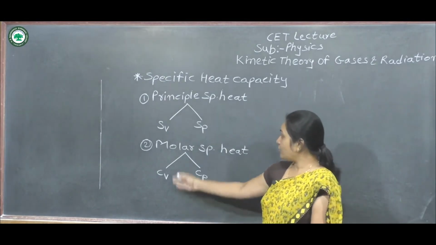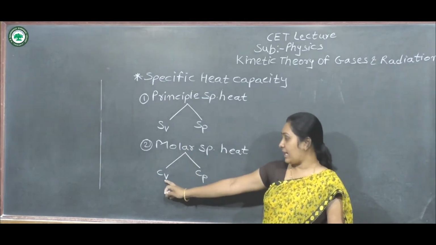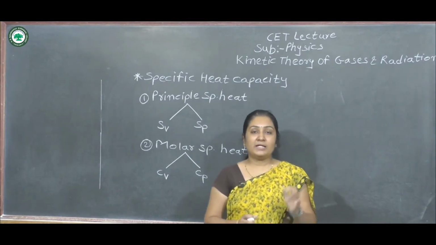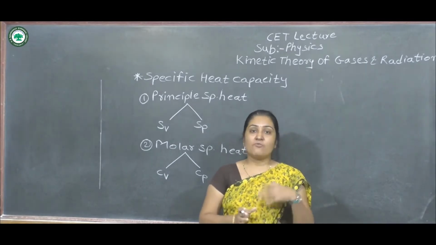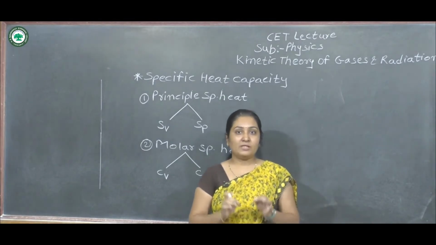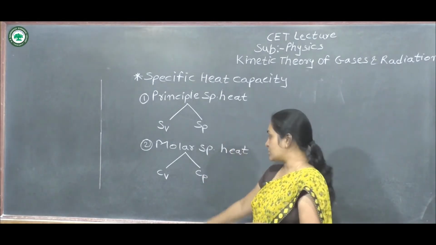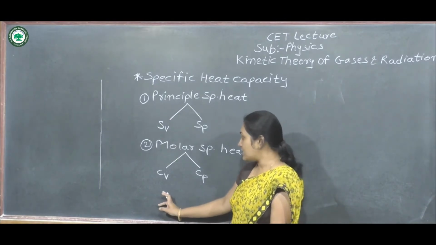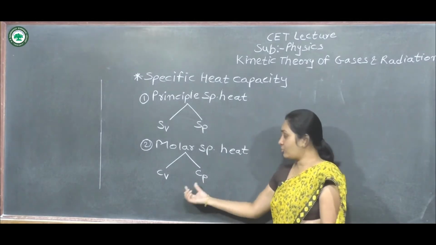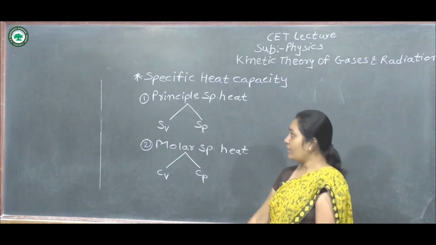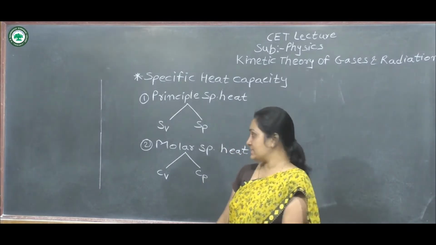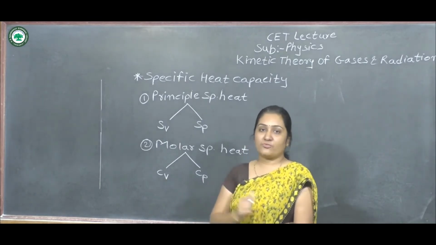If we have to define the molar specific heat at constant volume, then it is defined as the amount of heat absorbed or released for the rise or fall of temperature by 1 Kelvin or 1 degree Celsius at constant volume. If pressure is constant, then it is at constant pressure. And in case of principal specific heat, there is a unit mass of gas, and here 1 mole of gas.